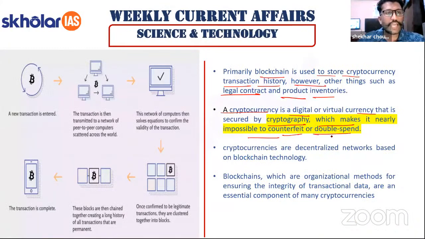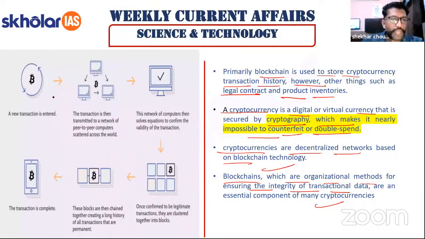डबल स्पेंड नहीं कर सकते आप, उसी से दो बार चीजें नहीं खरीद सकते. Cryptocurrencies are decentralized networks based on blockchain technology. Blockchain, which are organizational methods for ensuring the integrity of transactional data, are an essential component of many cryptocurrencies. ठीक है, अब यहां पर देखिए, a new cryptocurrency is entered, so the transaction is then transmitted to a network of peer-to-peer. अब जैसे ही कोई भी नई क्रिप्टो करेंसी एंट्री होगी, तो ये जो पीयर टू पीयर है, जो कि सबको पता चल रहा है, जिसको आपने डीएफटी में भी देखा था पीछे.